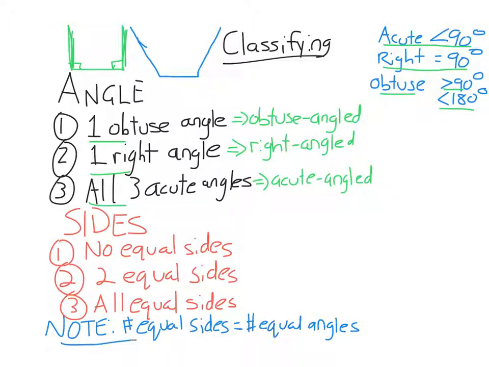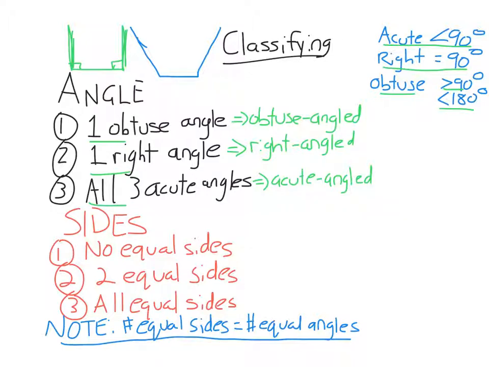So the note down the bottom: the number of equal sides equals the number of equal angles. What that means is if a triangle has no equal sides, then no two of its angles will be equal. If it has two equal sides, then two of its angles will be equal to each other. And if all of its sides are equal, then all of its angles will be equal.